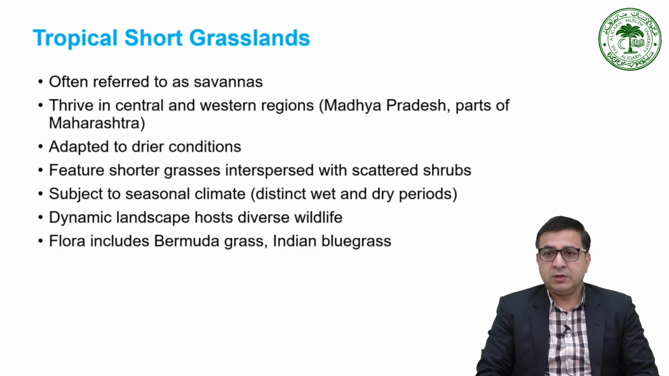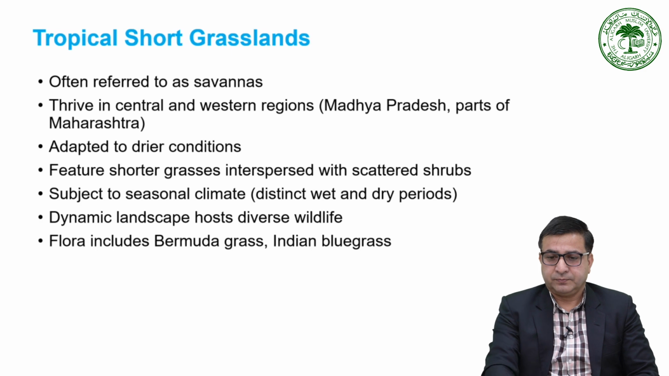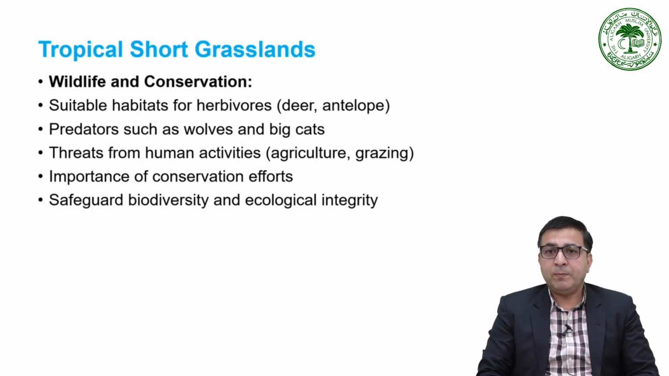The flora includes grass species like Bermuda grass and Indian bluegrass. The open nature of these grasslands makes them suitable habitats for herbivores like deer and antelope, as well as predators such as wolves and other big cats. Human activities, including agriculture and grazing, pose threats to the balance of these ecosystems, emphasizing the importance of conservation efforts to safeguard the biodiversity and ecological integrity of the tropical short grasslands in India.